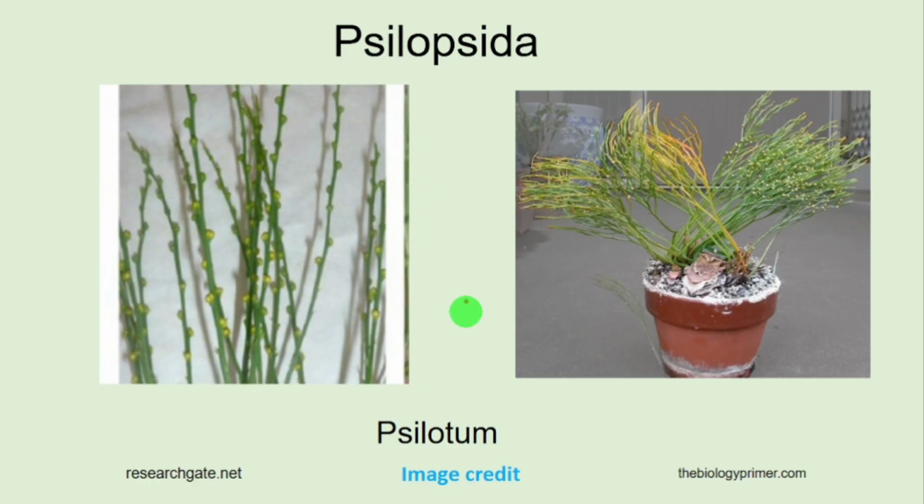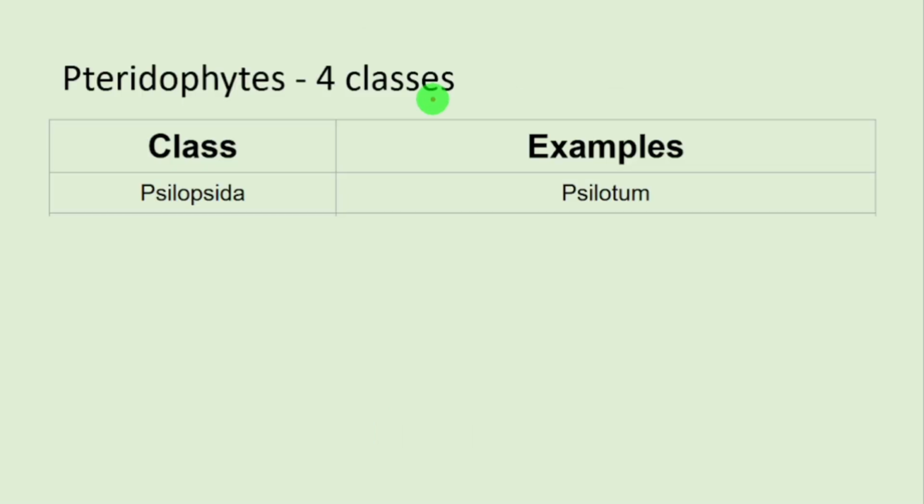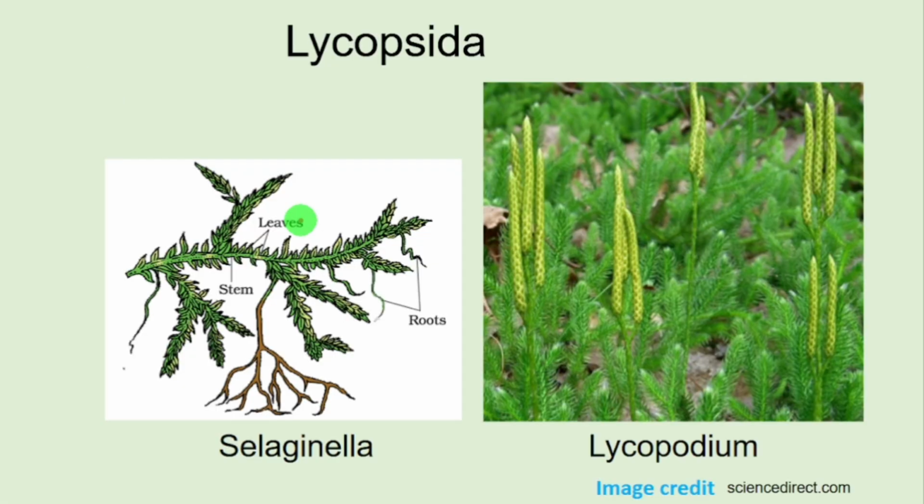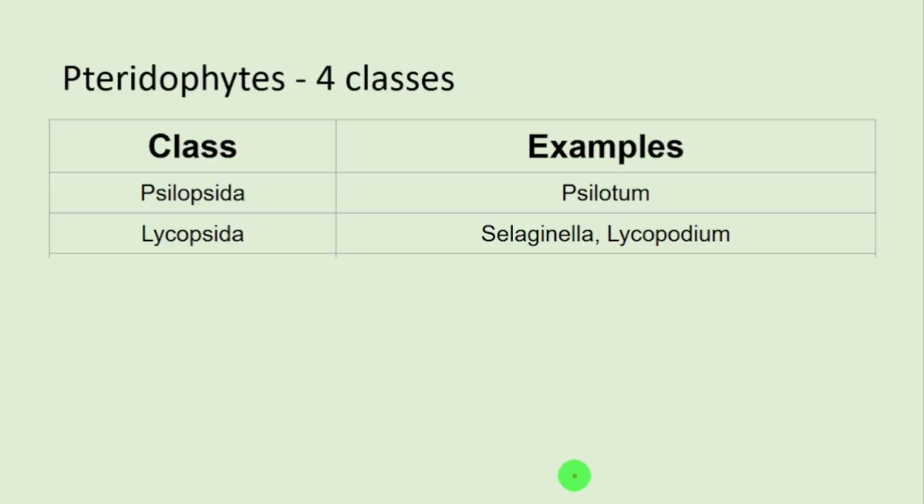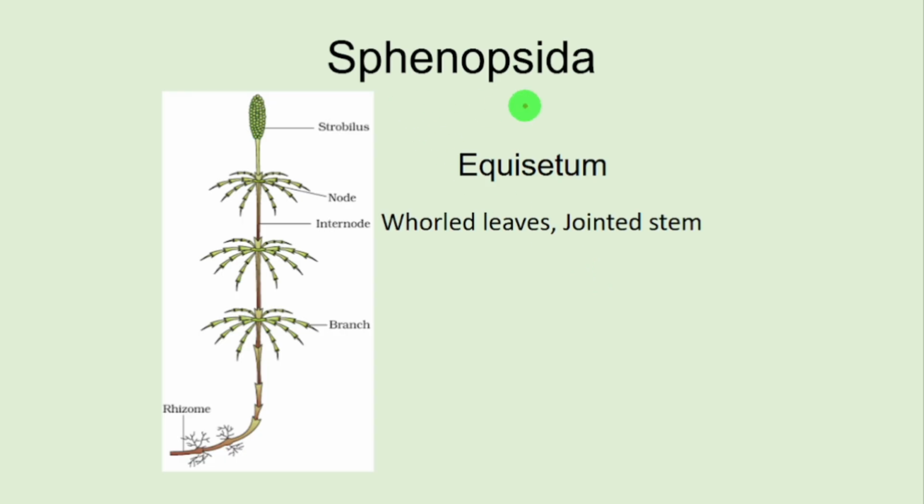So this is Coelotum. It belongs to the class Coelopsida. You will have to learn by heart the examples and their classes also. Then in Lycopsida class, we have Selaginella and Lycopodium. Two examples here. Sphenopsida has only one member, Equisetum.